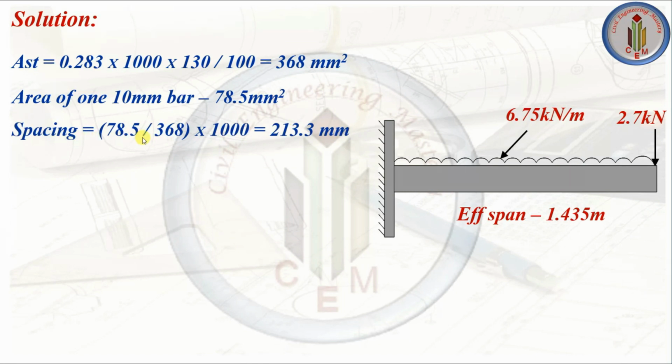So spacing we need to calculate from this: area of one bar divided by the total area, multiplied by 1000. So we get 213.3 mm. So this is the spacing we are getting. So we can make it 200. We can round it off, and then we can provide 10 mm dia at 200 mm center to center as a tension reinforcement.